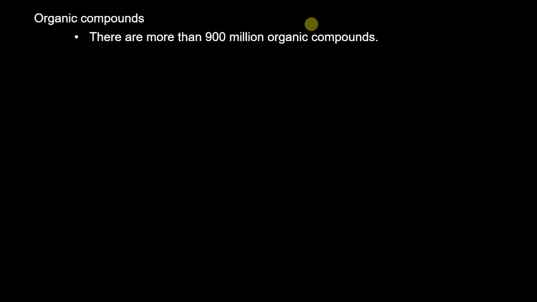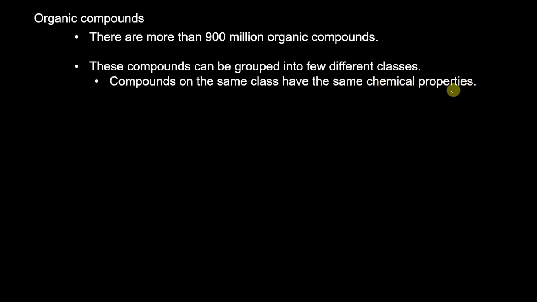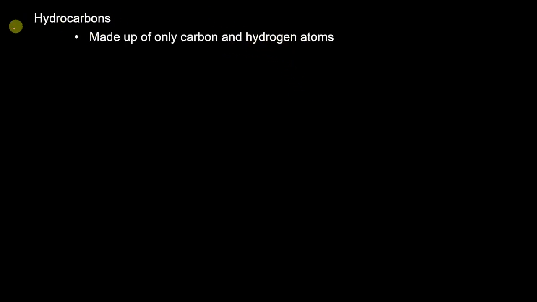Now, let's go back to organic compounds. There are more than 900 million organic compounds, but these compounds can be grouped into a few different classes, categorized based on the same chemical properties. Compounds in a group have the same functional groups. A functional group is a group of atoms, or a bonding arrangement, responsible for the reactivity of organic compounds. Let's discuss the first type: the hydrocarbons. From its name, hydrocarbons are made up of only hydrogens and carbons.